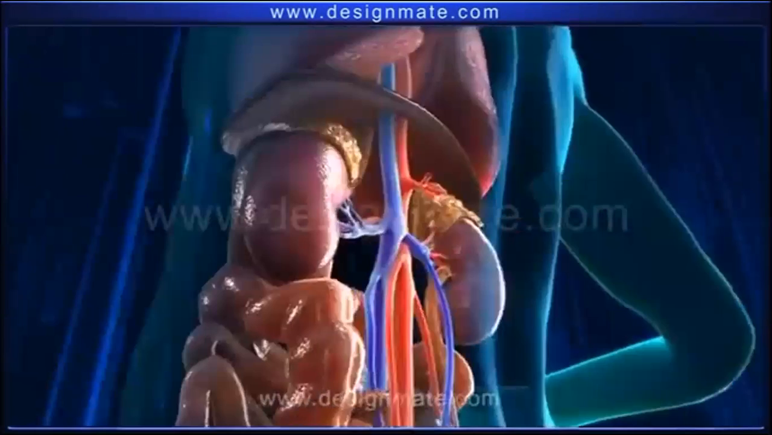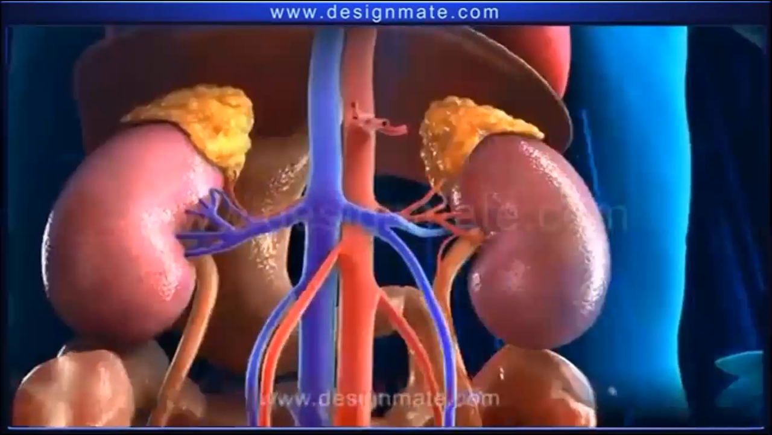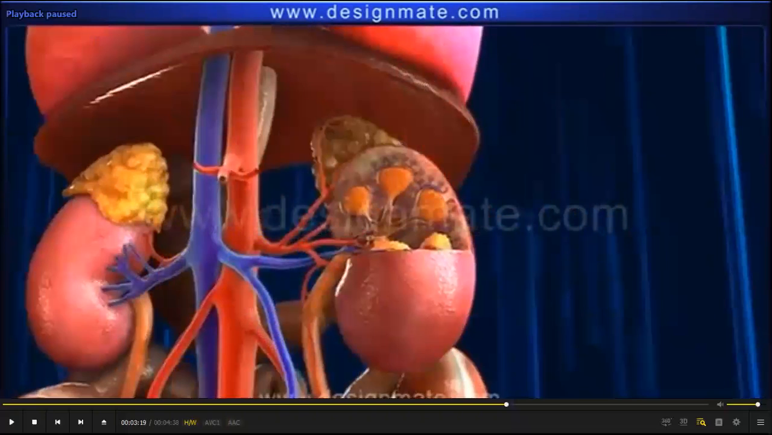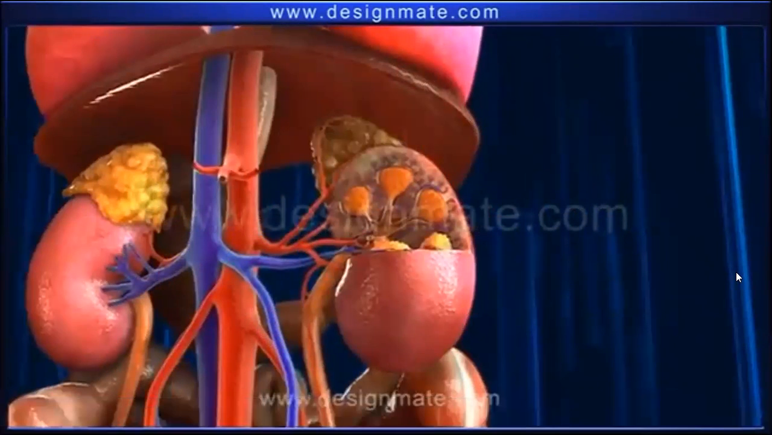The excretory system in human beings consists of a pair of kidneys. They are arranged on both sides of the spinal cord, in the portion of the abdomen. This is the thoracic cavity, and these are the lungs. Below them the kidneys are located. This is the adrenal gland, which is useful for future classes.